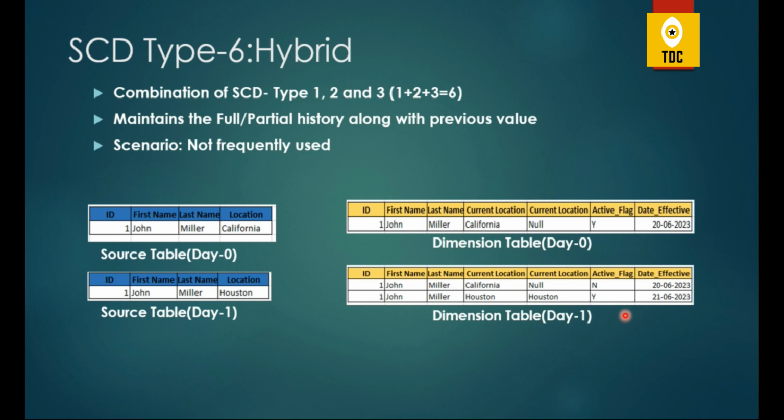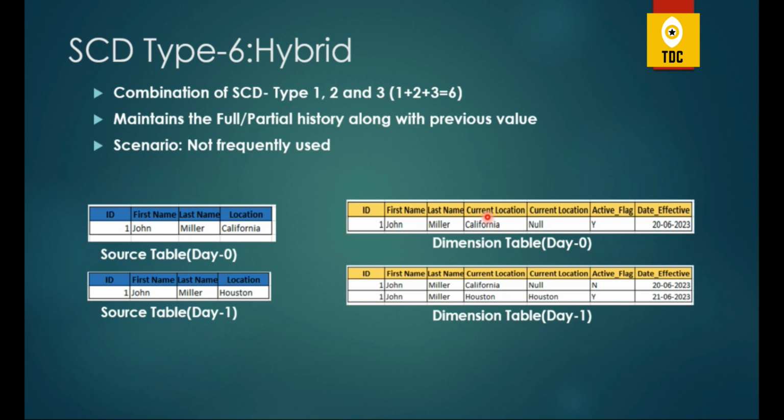What is SCD type 2? Maintain an active flag and effective date so that you are keeping a history and are still able to identify which is the active record and which are the previous old records, with the supporting columns. That is SCD type 2. And what is SCD type 3? SCD type 3 is maintaining the previous and current value.